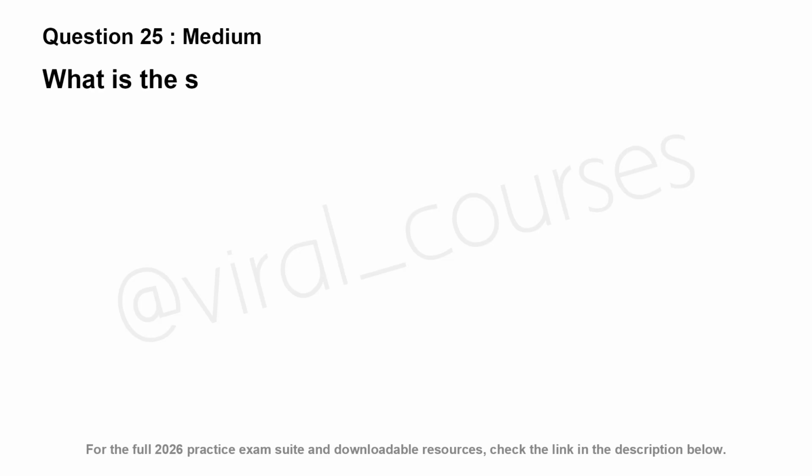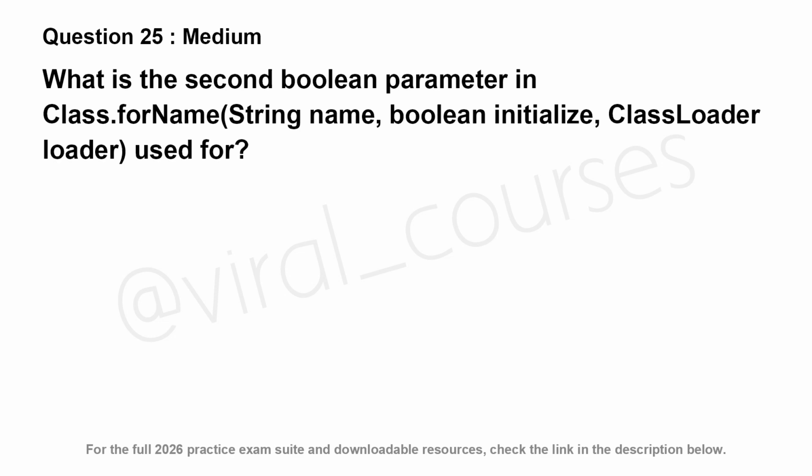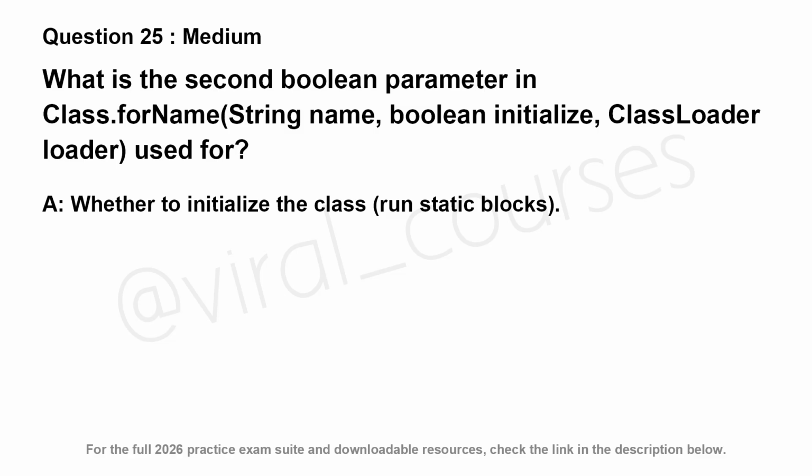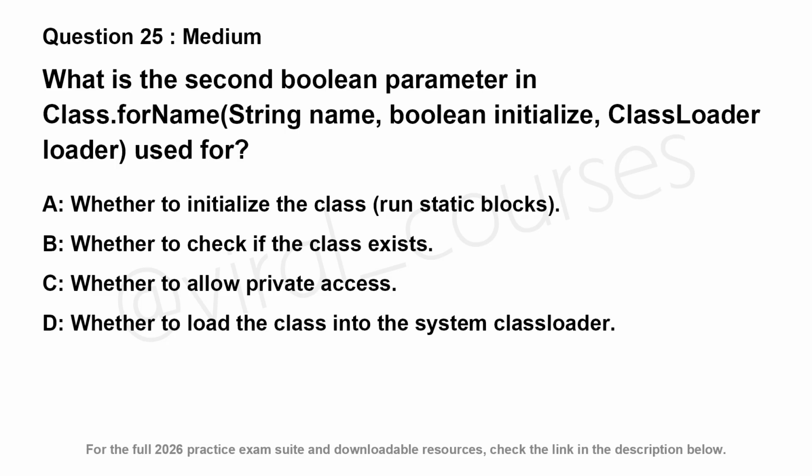What is the second Boolean parameter in Class.forName(String name, boolean initialize, ClassLoader loader) used for? Option A. Whether to initialize the class, run static blocks. Option B. Whether to check if the class exists. Option C. Whether to allow private access. Option D. Whether to load the class into the system class loader.